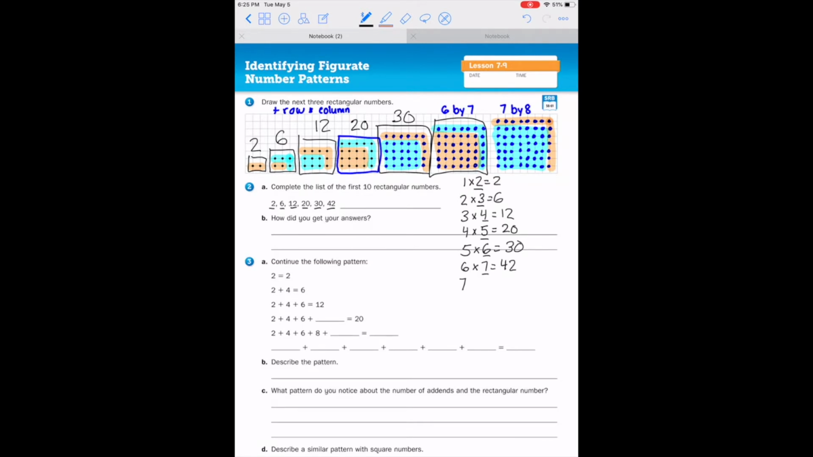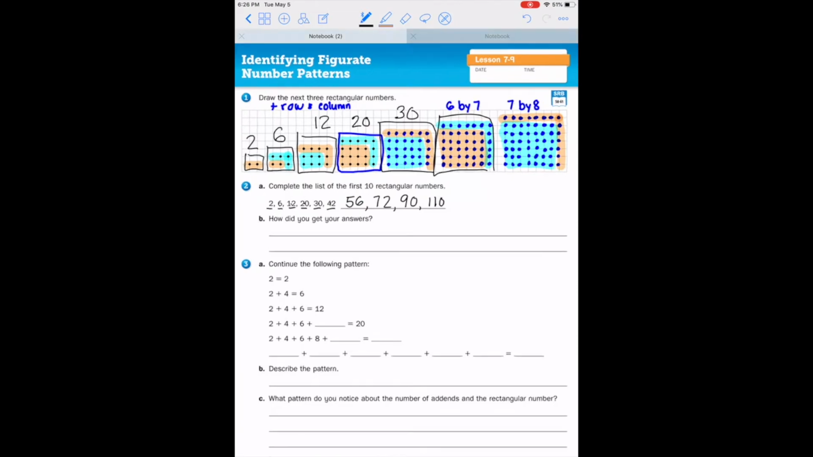So then I started off with 7, and the next counting number would be 8. And 7 times 8 is 56. So here's our next counting number. So then we would do 8 times the next counting number, which is 9. And that's 72. The next one is 9 times the next counting number, which is 10, and you get 90. And finally, the 10th rectangular number would be 10 times the next counting number, which is 11, and you would get 110. So here's how you find all of the first 10 rectangular numbers.